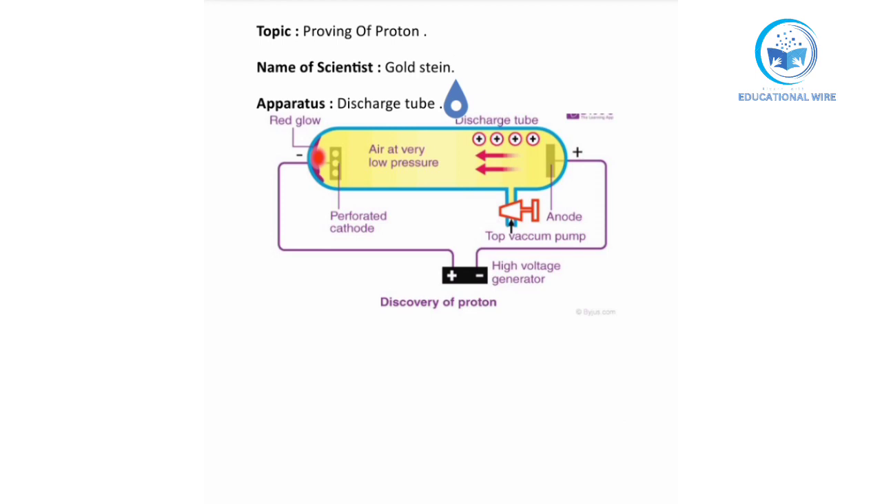Okay, as in the discovery of the electron, we have a high voltage generator. What does this high voltage generator do? When it moves, the pressure goes from here over there, so here we have a perforated cathode.